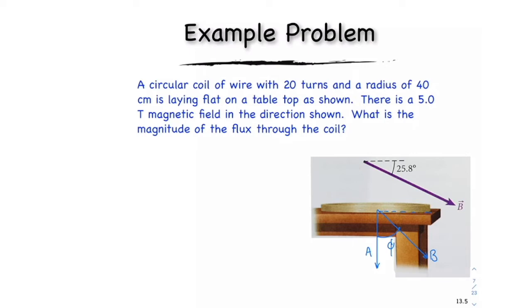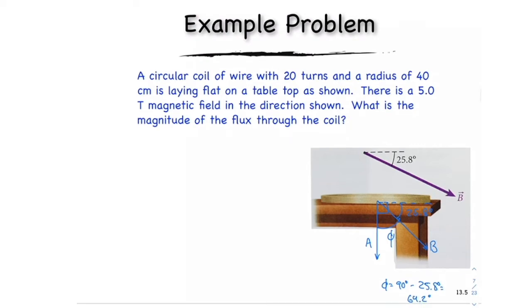And that's not the angle that we're given. We're given 25.8 degrees, but because the area vector is perpendicular to the coil and the magnetic field is measured relative to the coil, I can say that phi is 90 degrees minus 25.8 degrees. So whatever that is, 64.2 degrees. Okay, so make sure you've got your angles identified.